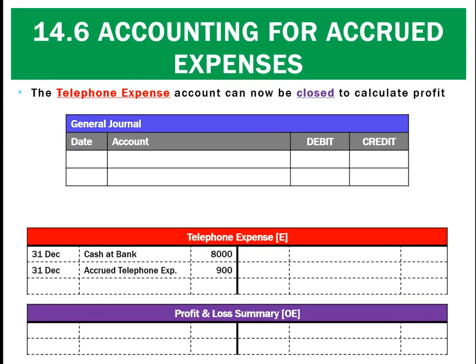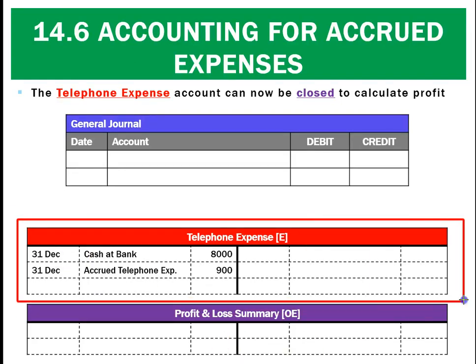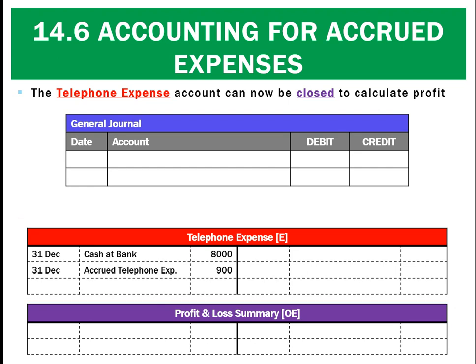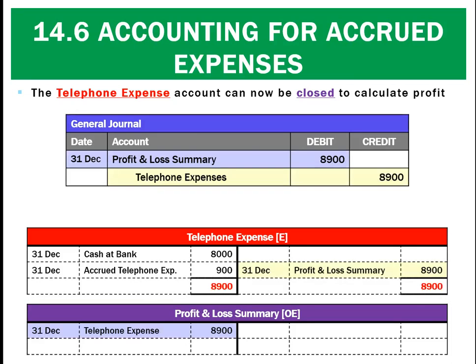Looking at the next step, what we'll need to do is we've got our telephone expense ledger, which at the moment is $8,900. Now that's made up of two parts, so we can see there's actually two entries there. That won't go into next period. We know that revenues and expenses are closed, so we'll need to shut that down by sending it to the profit and loss summary ledger.